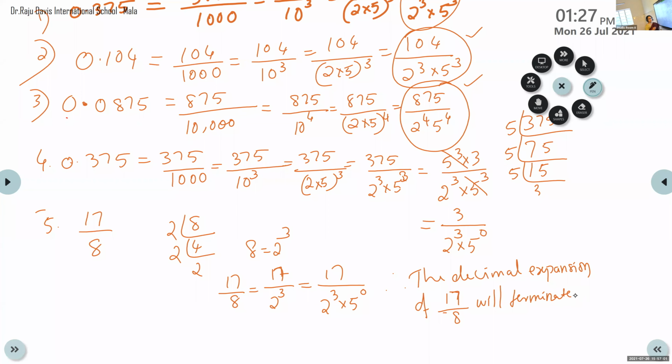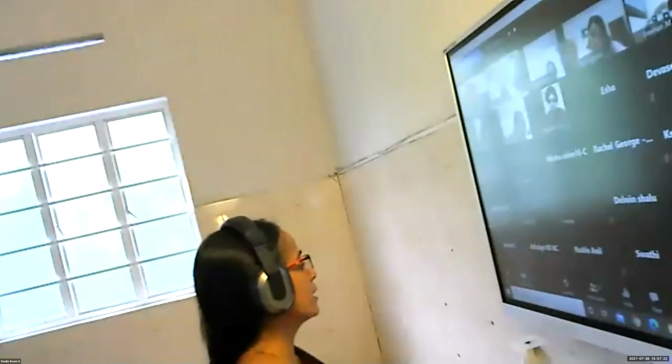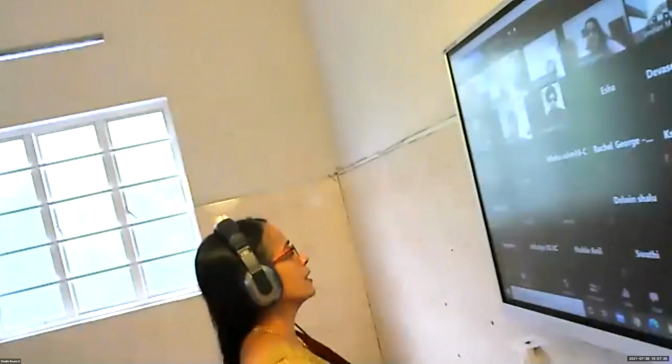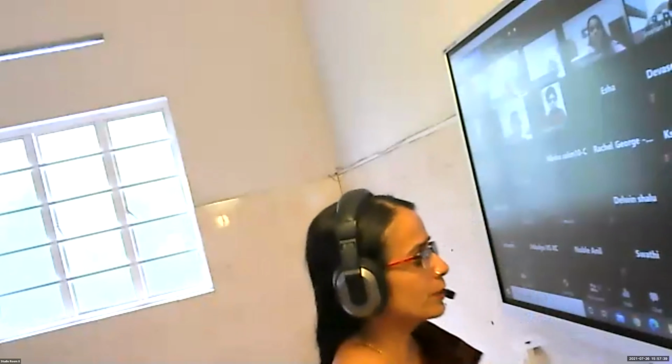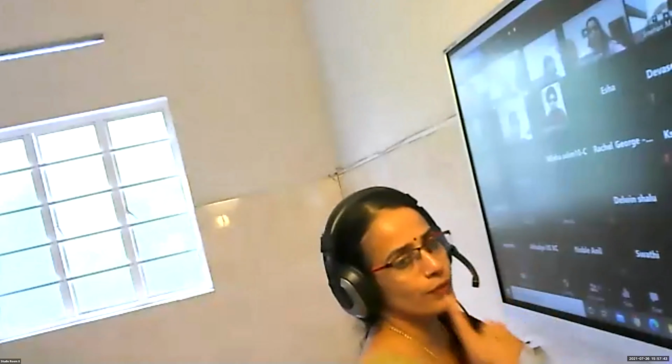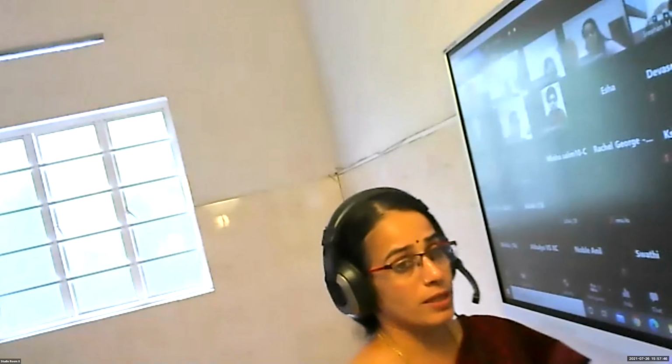To find out whether the decimal expansion of a rational number will terminate or not, what do we have to do? We have to prime factorize the denominator. If it appears in the form 2 raised to n and 5 raised to m, we can say definitely the decimal expansion will terminate. Is it clear, all of you? We will prime factorize the denominator, and if it is in the form 2 raised to n into 5 raised to m, that decimal expansion will terminate. Can I move to the problems?